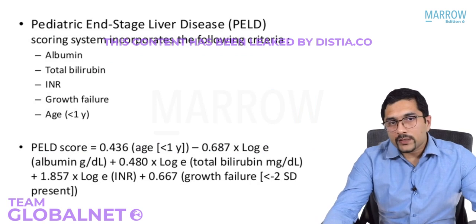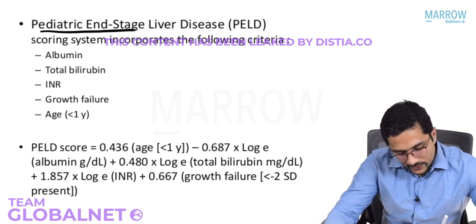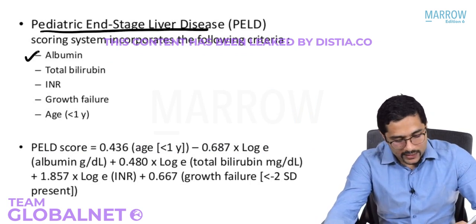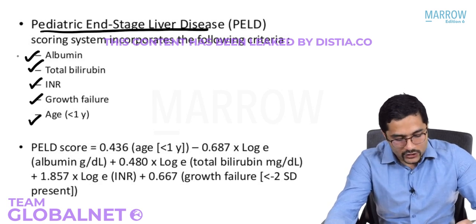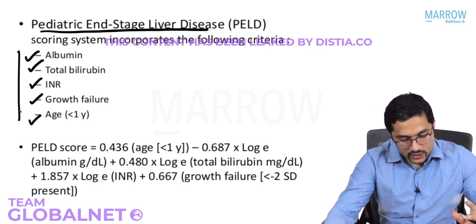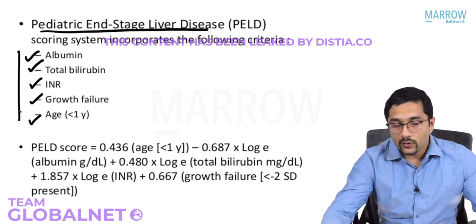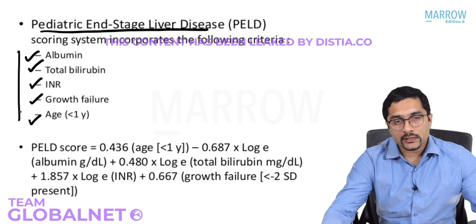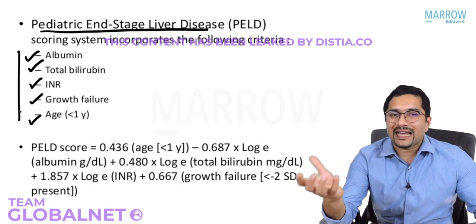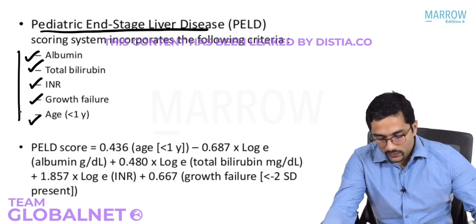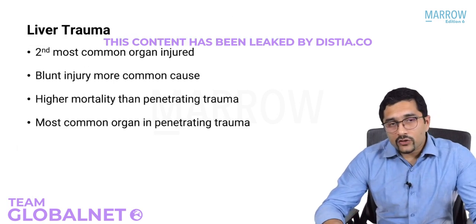For children, we use the PELD score, the Pediatric End-Stage Liver Disease score, which includes albumin, bilirubin, INR, growth failure, and age less than 1 year. These are the 5 parameters included for pediatric patients. Again, I'll be talking about these scores in detail when I talk about liver cancer in the next module. So let's talk about liver trauma now.